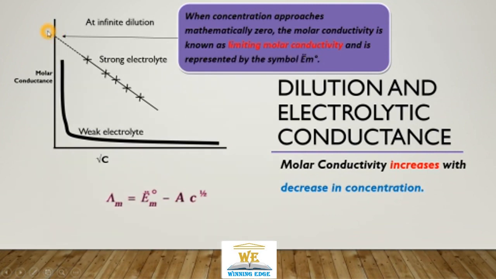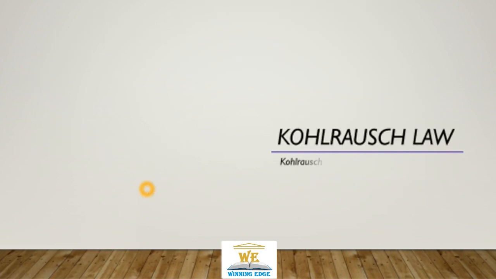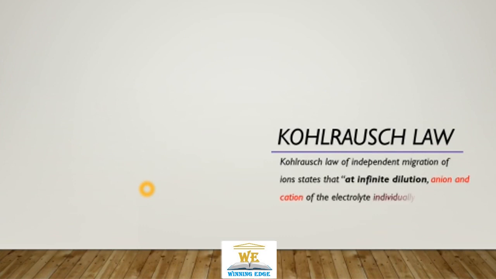So here we see this is for strong electrolytes. Because of this straight line, we can extrapolate it to infinitely low concentrations. But for weak electrolytes, this extrapolation is not possible. That's what we see. When C approaches zero, the molar conductivity approaches limiting molar conductivity. Now, what is the problem we saw for weak electrolytes? That we can't measure their limiting molar conductivity at zero concentrations.